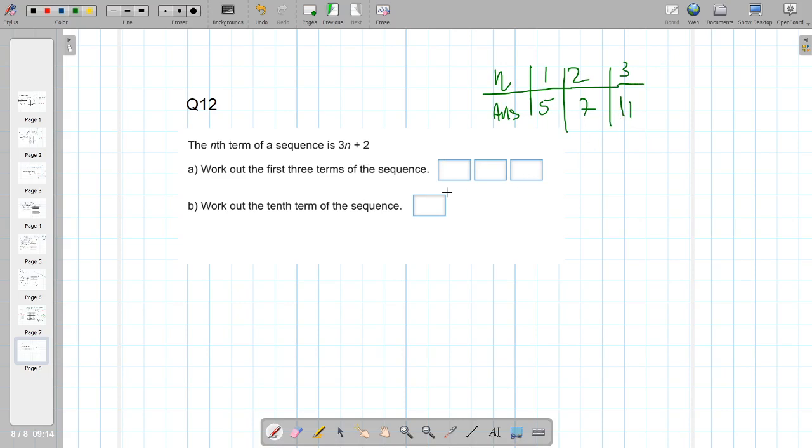No, I did it wrong. Sorry, that should have been 8. Right, 3 times 2, which is 6, plus 2, 8. Okay, now it makes more sense. 5, 8, 11. Now, work out the 10th value of the sequence. So, instead of n, I'm just going to substitute 10. So it's 30 plus 2, 32.